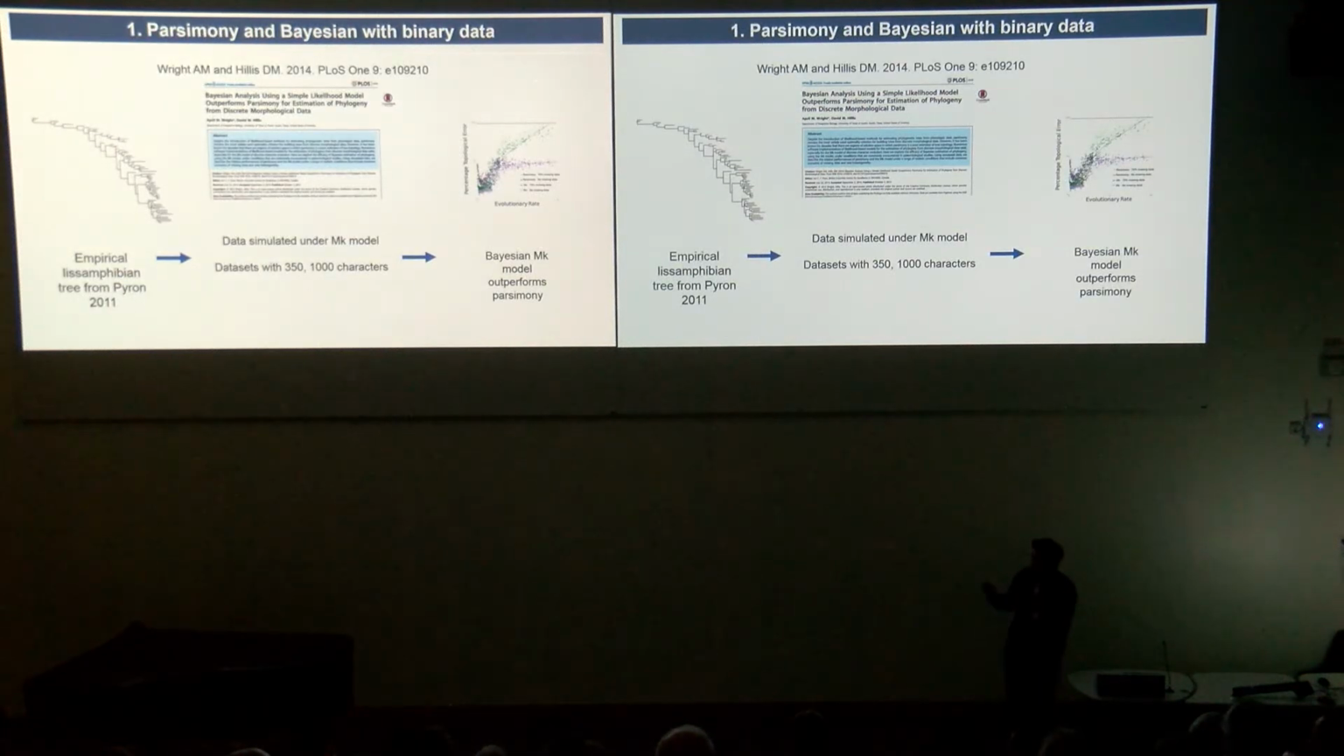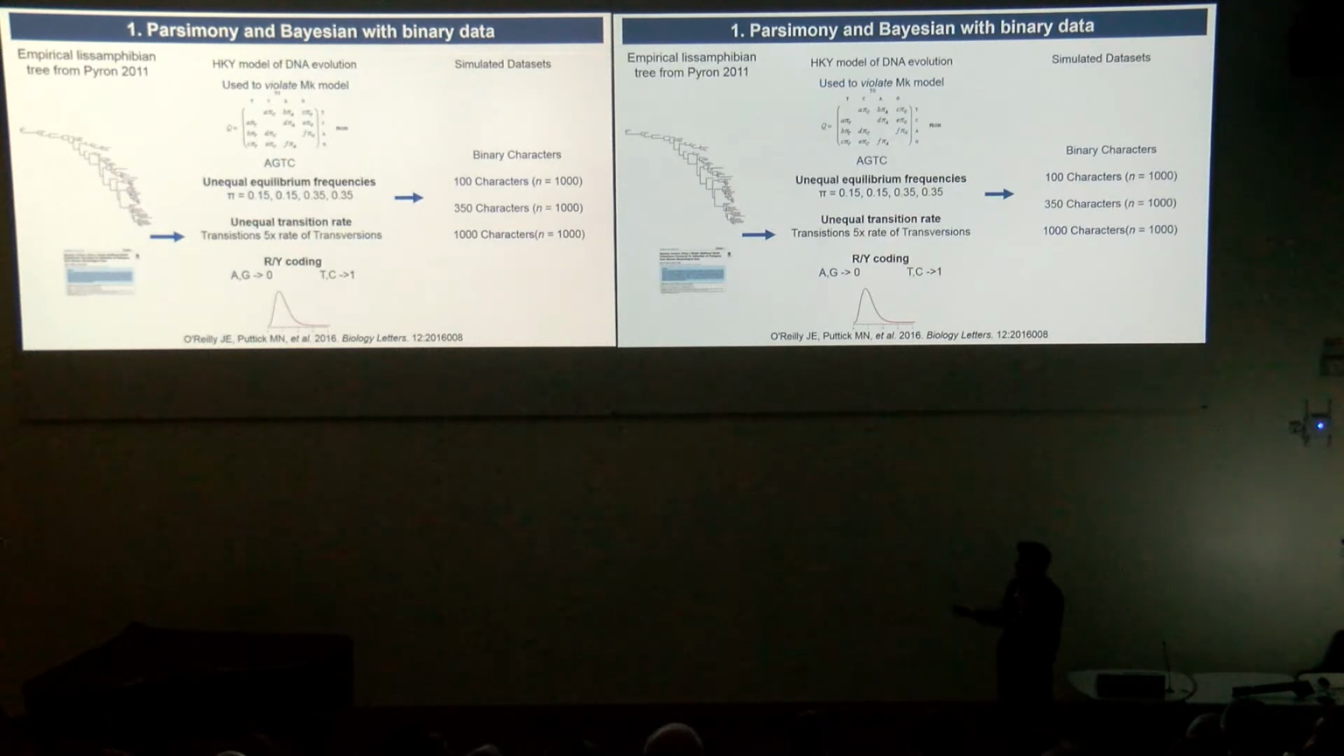So our initial motivation for doing this was this paper by Wright and Hillis from 2014, where they took this approach. They took a known tree, simulated some data on it, and then compared the performance of Bayesian and parsimony methods. What they found was Bayesian outperforms parsimony. So our concern here was that they used an MK model to simulate these data, and then they analysed these data using an MK model and comparing it to parsimony, which obviously isn't the MK model. So there's potential that they're biasing their results towards the MK model.